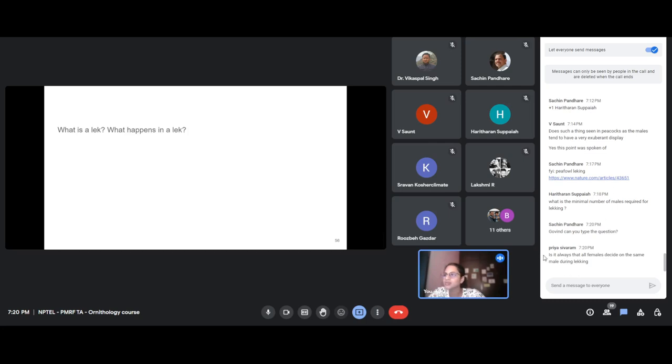Govind just typed the question. Oh, Govind, I think, has left. He'll probably rejoin. Priya asks, is it always that all females decide on the same male during lekking? There are probably so many males. I think she probably does a huge round of going around, taking her own sweet time. And there is a chance that certain males get more favored than other males. I'm not sure about extra-pair copulation in lekking species. But probably males being a part of a lek get more of a chance to breed as opposed to males that are not a part of the lek. I'm not sure if all females always decide on only one male. I'm sure there are a bunch of dominant males. Probably depends on the lek size as well.